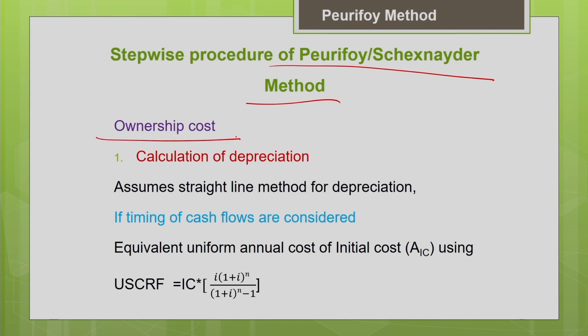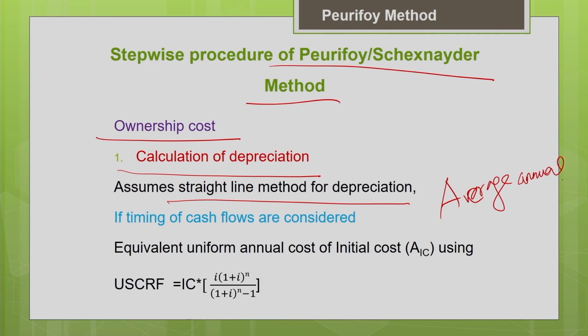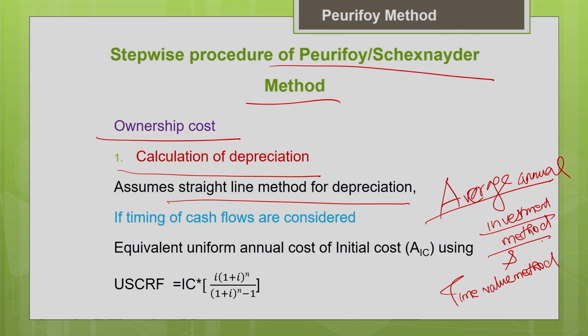Coming to the ownership cost, under the ownership cost we are going to calculate the depreciation. Here also we are going to follow the straight line method of depreciation. Peurifoy has discussed two different approaches. One is the average annual investment method, and the other one is the time value method. So you can see there are two approaches discussed by him. Under the Caterpillar method we have discussed the average annual investment method already, so we are not going to discuss it again.